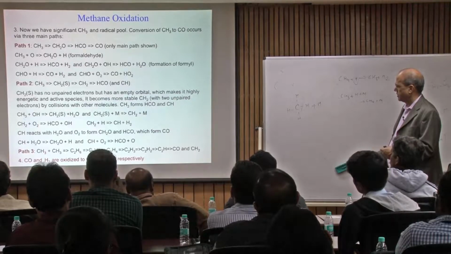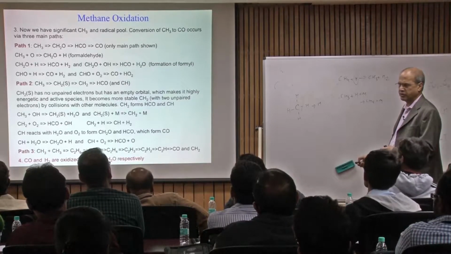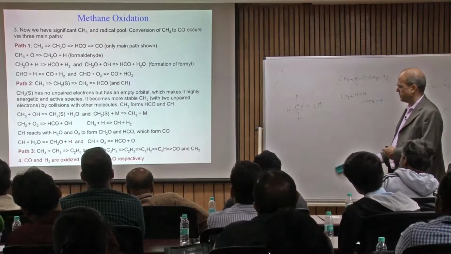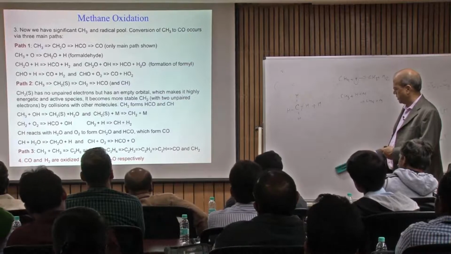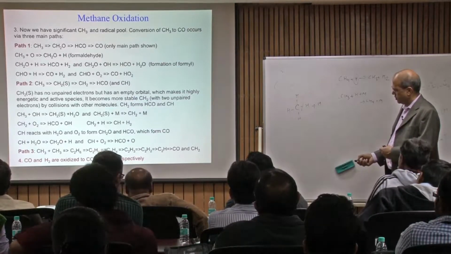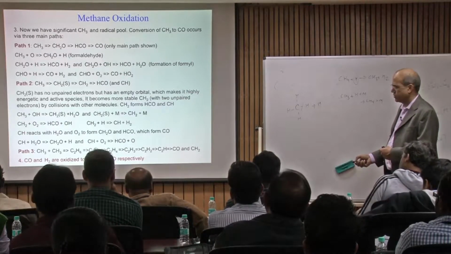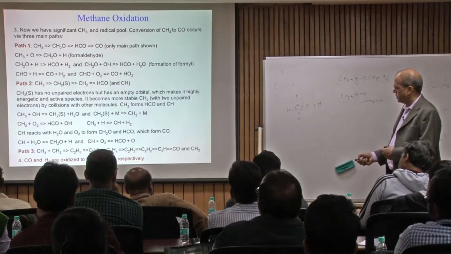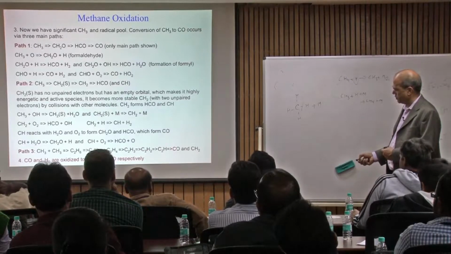And path 3, this is a very interesting path. CH3 and CH3 combine to give you C2H6. So then it is the oxidation of ethane, and oxidation of ethane is part of methane oxidation. From C2H6, you are breaking the CH bonds here. C2H5, so you lose one H, and then C2H4, C2H3. In this you also produce some acetylene, then C2H, then CO.